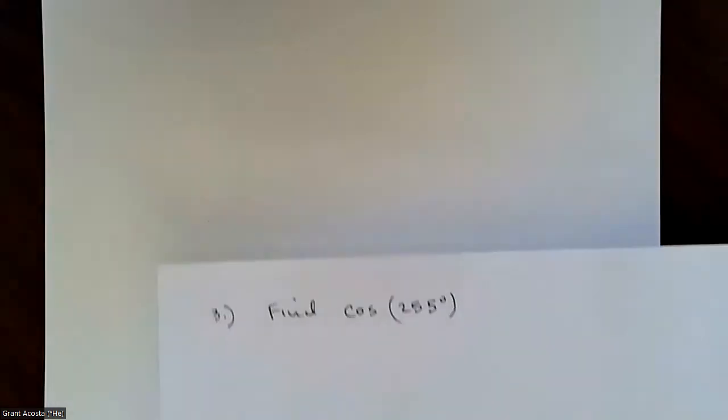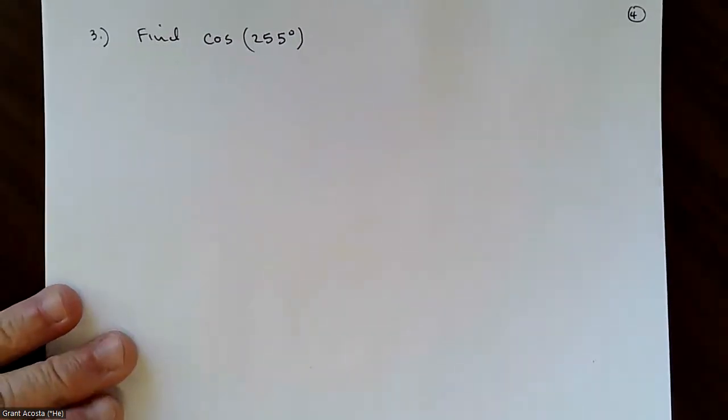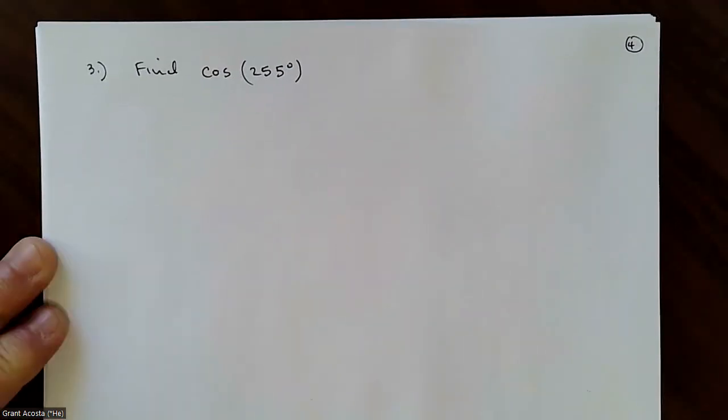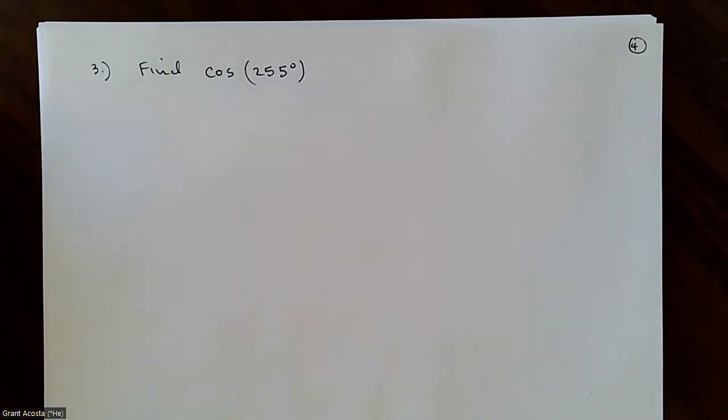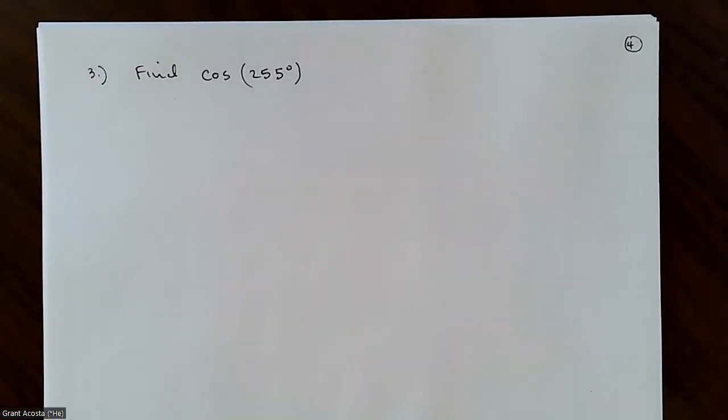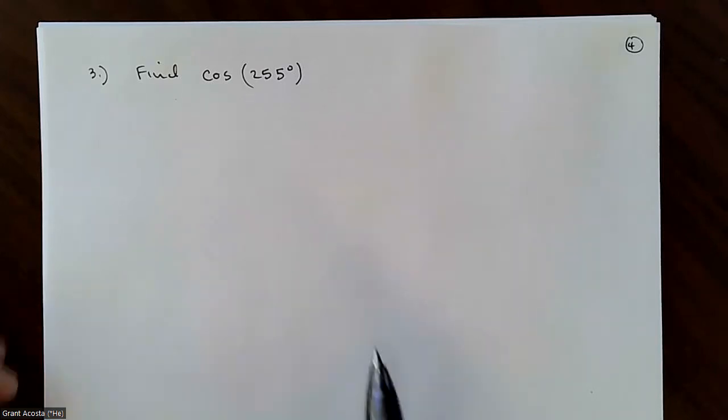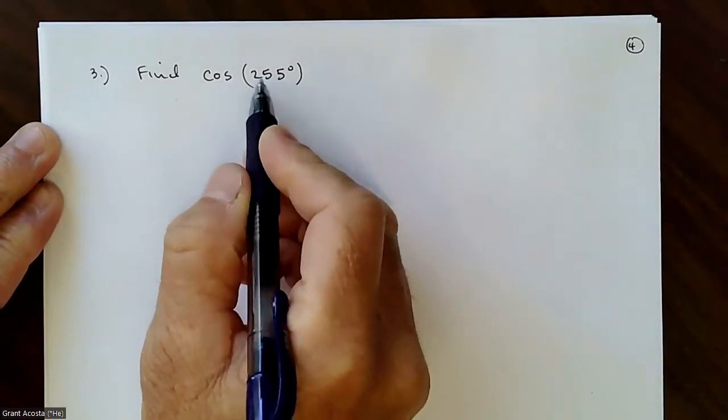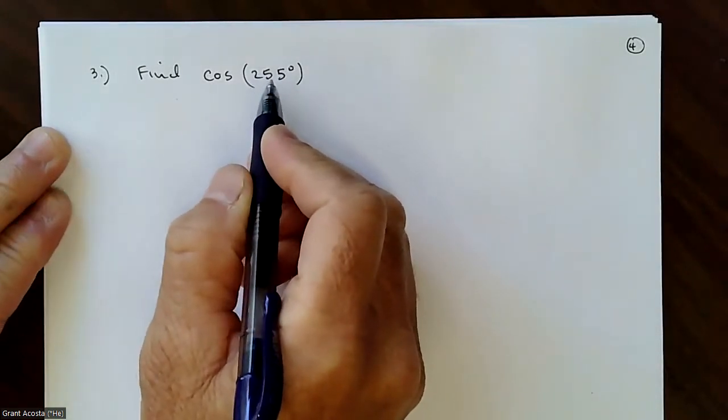Okay. You can do something like that. Here's another one. 255 degrees seems like sort of a random angle. But we can actually find the value of the cosine, or the sine really, of 255 degrees using this identity, using the angle sum or angle difference identity.